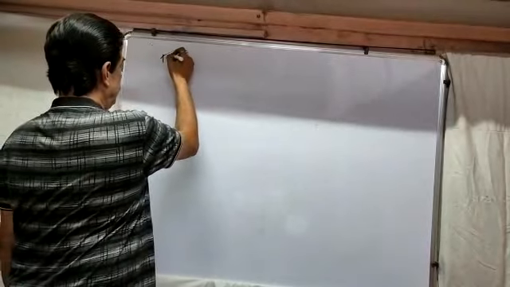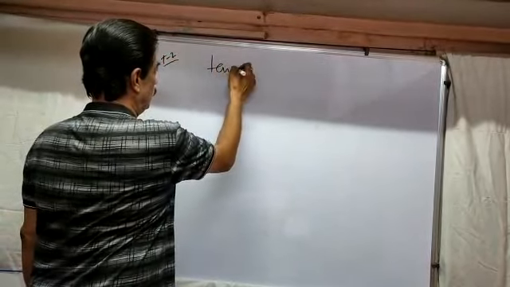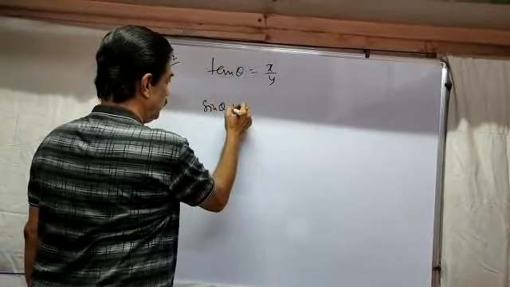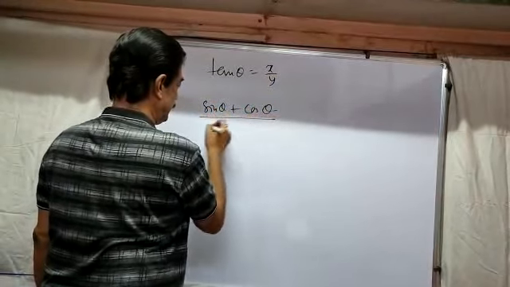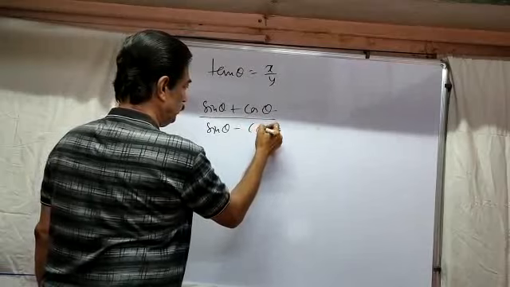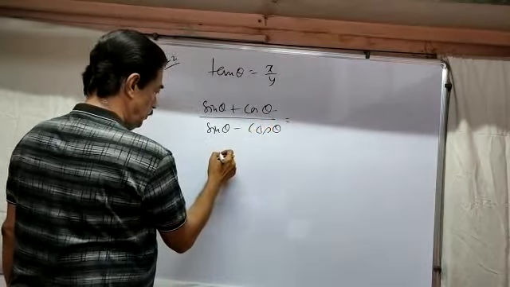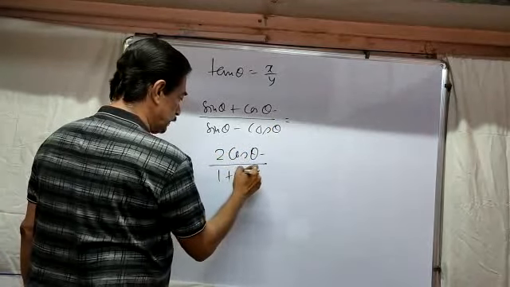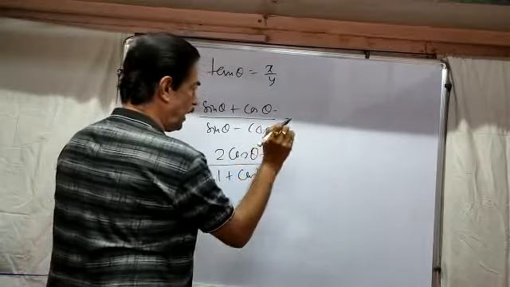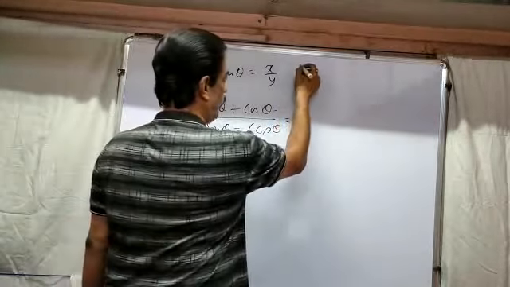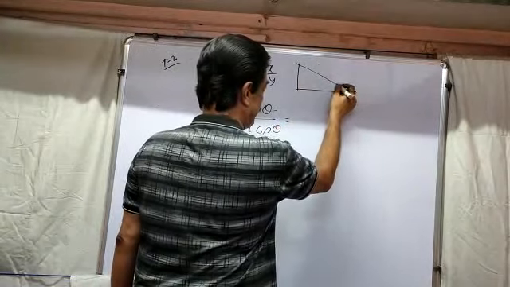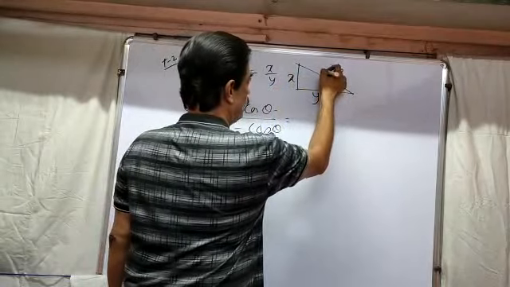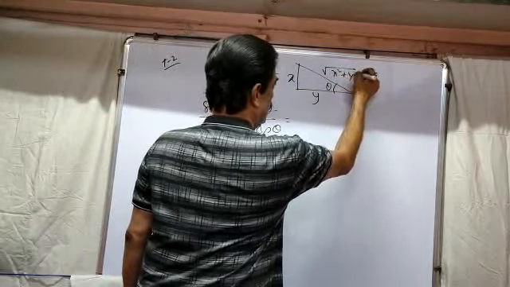Next type, they can give tan theta equal to x by y. What is the value of sin theta plus cos theta by sin theta minus cos theta, or 2 cos theta by 1 plus cos square theta. They can ask any question. Same rule, draw a triangle. There is theta. Perpendicular by base, so perpendicular is x, base is y. So hypotenuse will be root over x square plus y square.